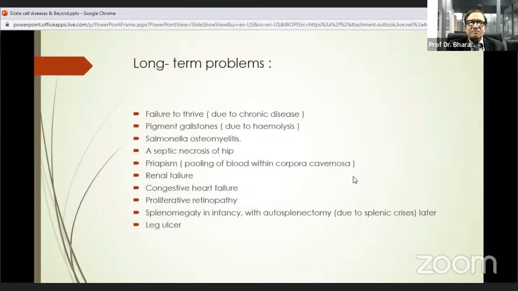So which are the long-term problems of sickle cell disease? Long-term problems of sickle cell disease are failure to thrive due to chronic disease, pigment gallstones due to hemolysis, Salmonella osteomyelitis, aseptic necrosis of the hip, priapism, which is pooling of blood within the corpora cavernosa, renal failure, congestive heart failure, proliferative retinopathy, splenomegaly in infancy with autosplenectomy due to splenic crisis later on, and leg ulcer.